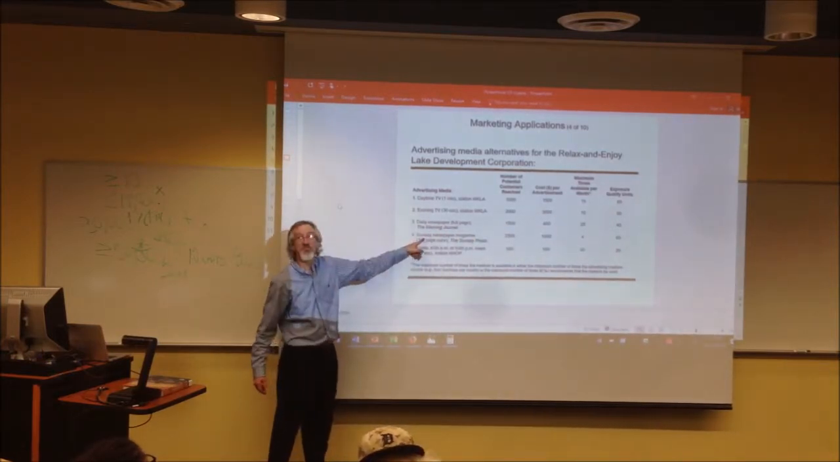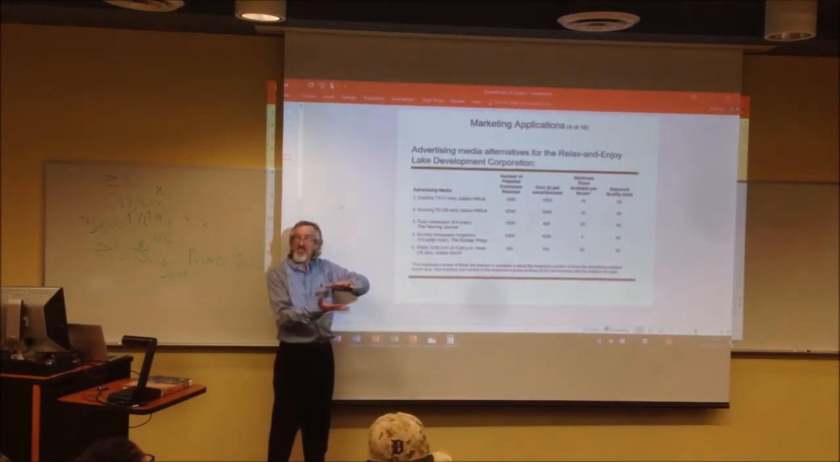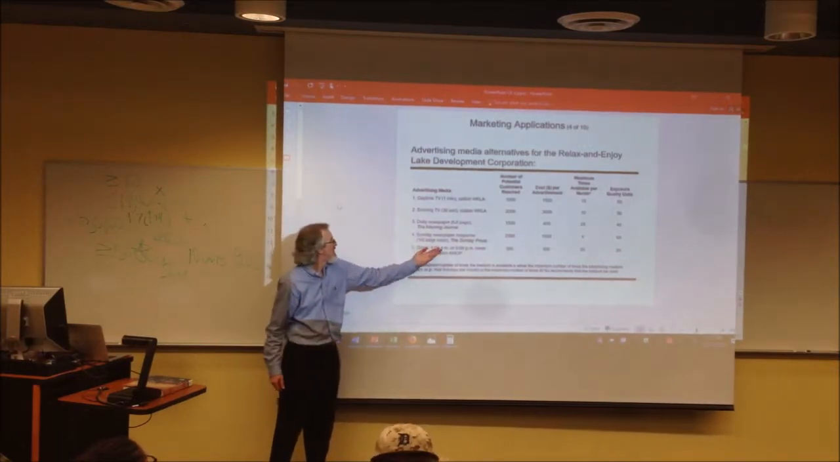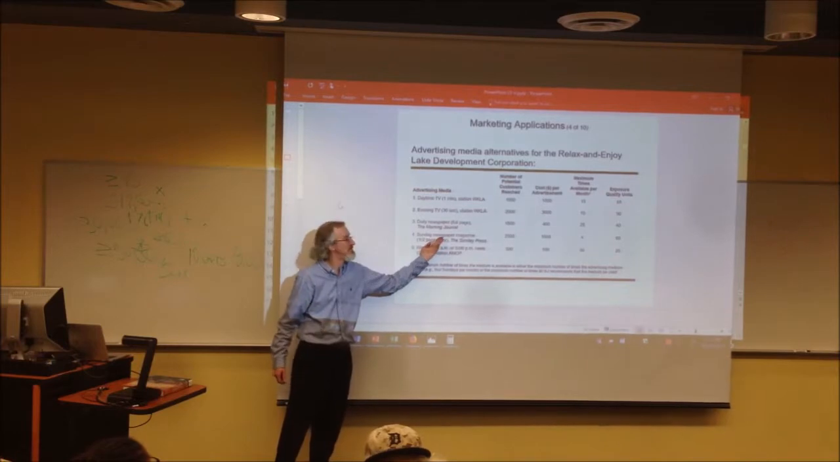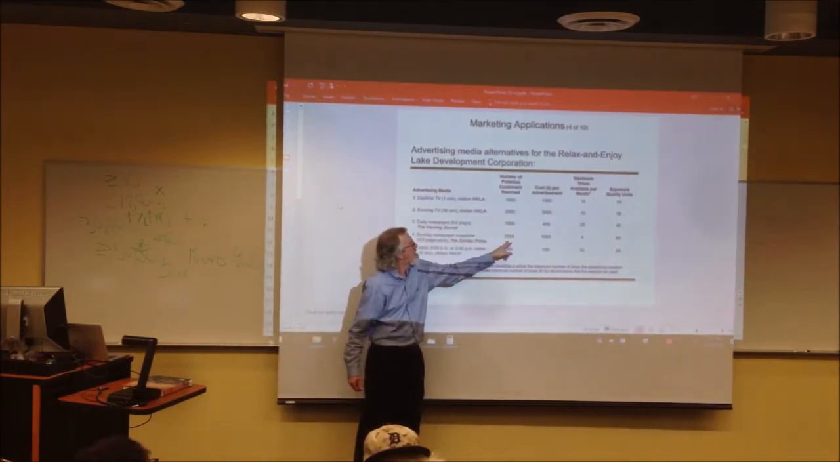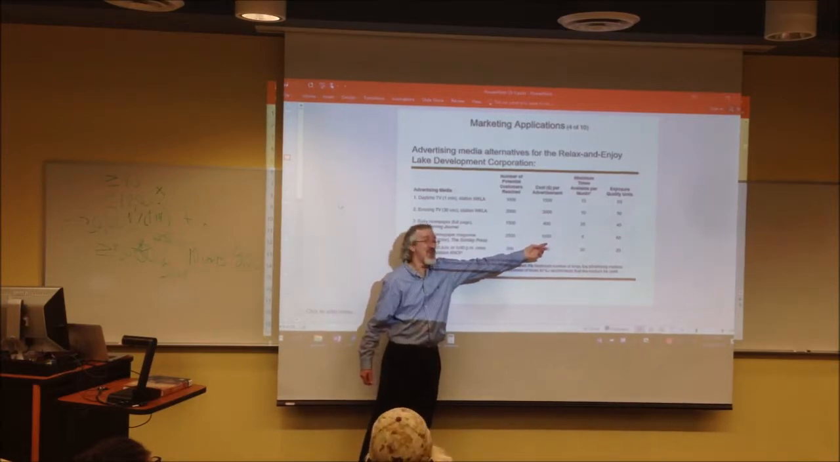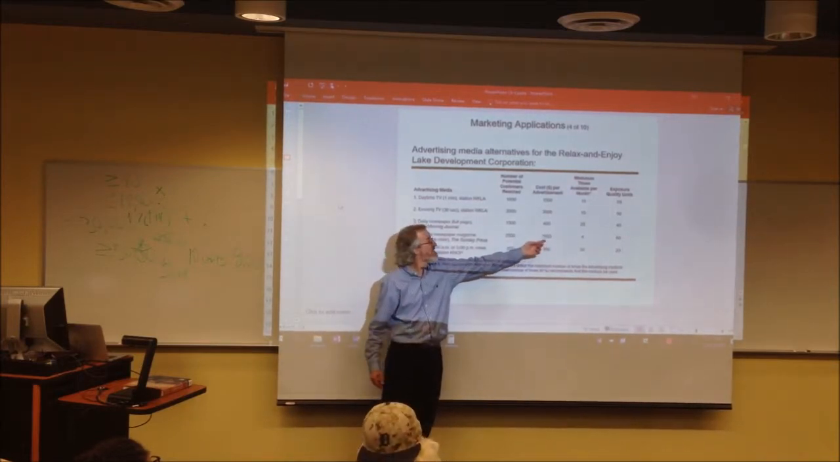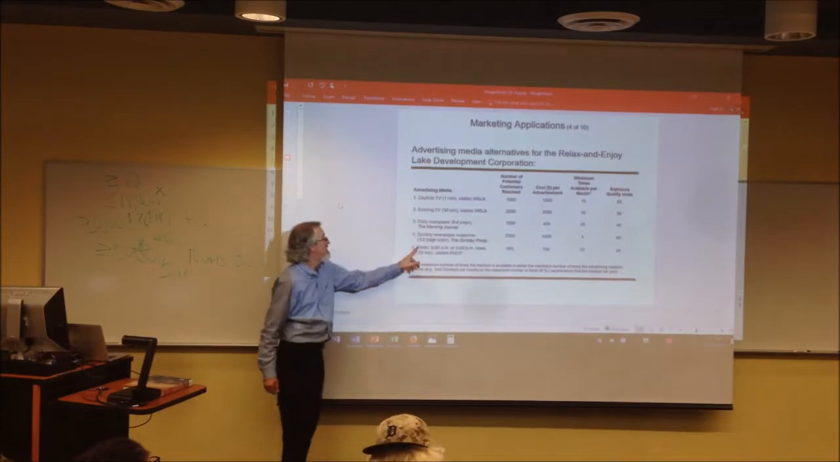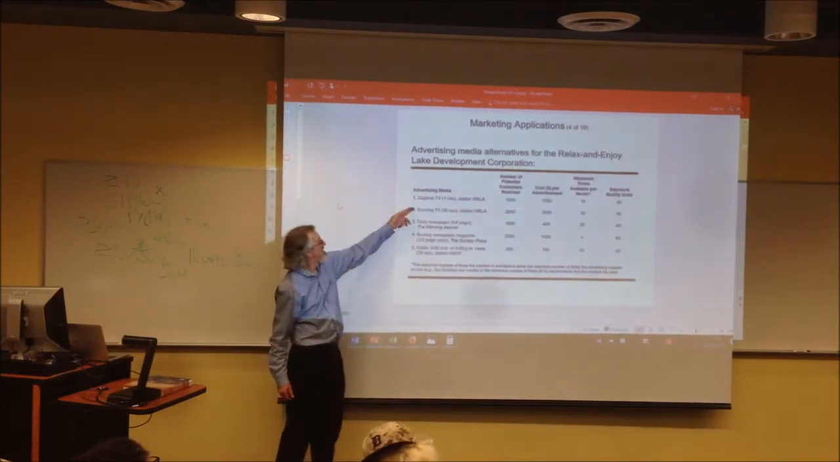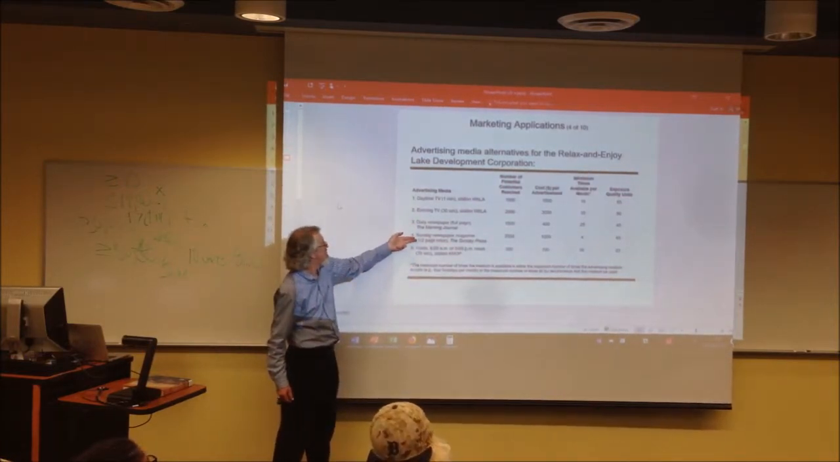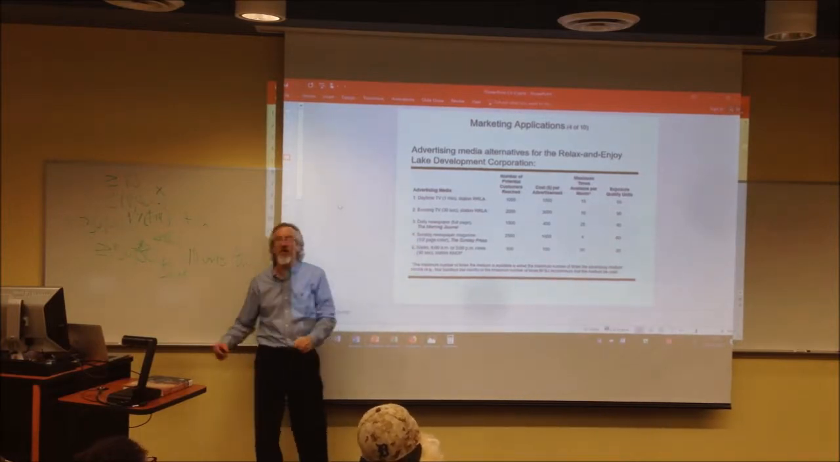Then you have Sunday newspaper. You know, on Sunday you get that little magazine newspaper in the middle. Is that a whole page? A half a page in color. 2,500 people possibly, $1,000 each. 4 is also available because there's only 4 Sundays in the month, and 60 is the rating. Then you have radio. TV, newspaper, Sunday newspaper magazine, and radio.